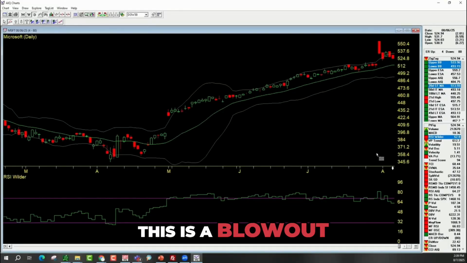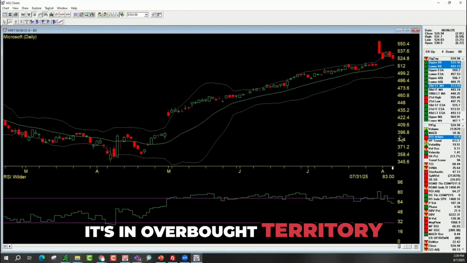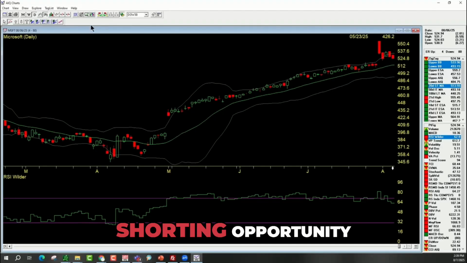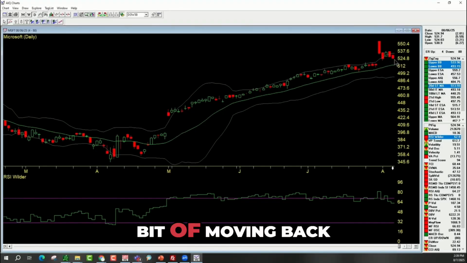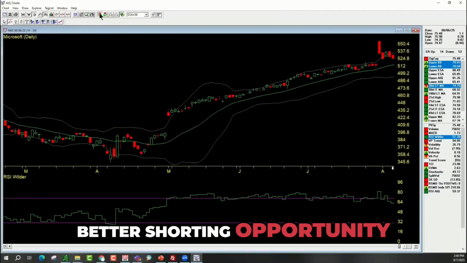This is a blowout. It's in overbought territory. This is a possible shorting opportunity. It's already done a little bit of moving back to the downside. So beware of the MA. If these are both all going up, still if it hits the MA, it may bounce off of it again. If it goes through it, it'll be an even better shorting opportunity.